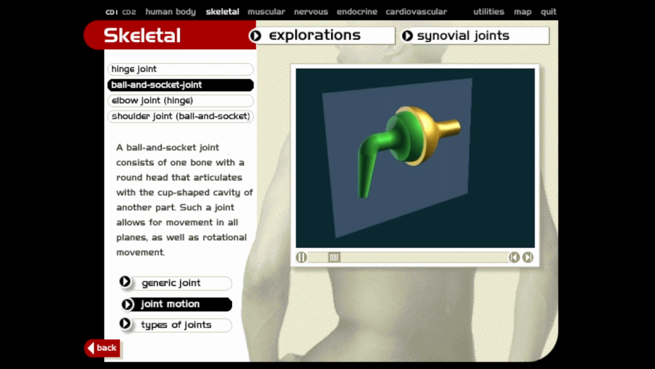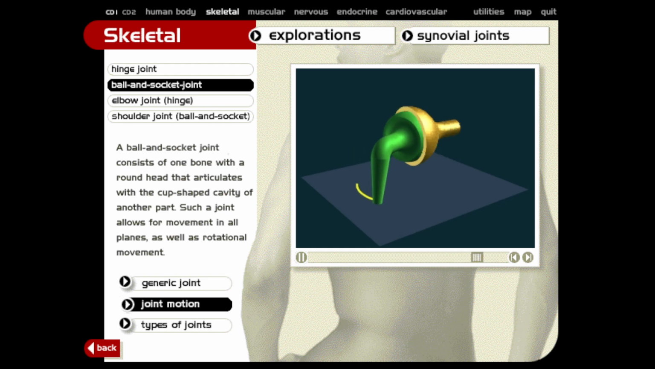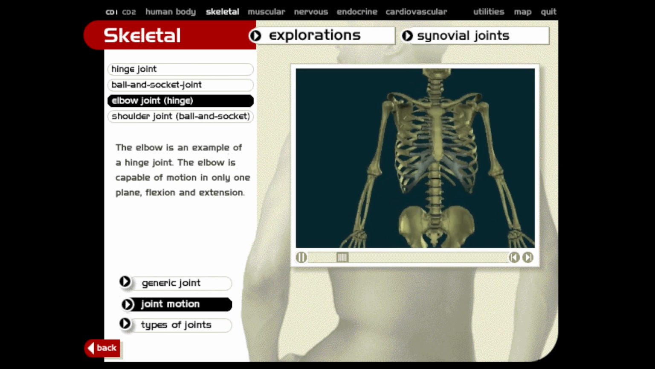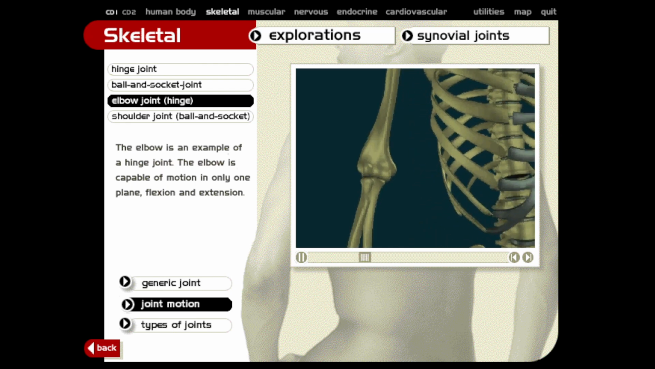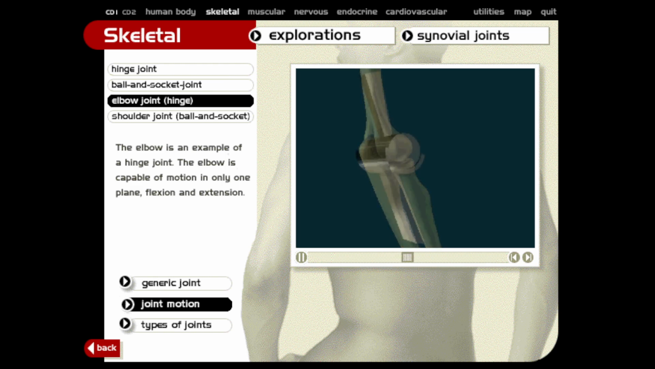A ball and socket joint consists of one bone with a round head that articulates with the cup-shaped cavity of another part. Such a joint allows for movement in all planes, as well as rotational movement. The elbow is an example of a hinge joint. The elbow is capable of motion in only one plane: flexion and extension.